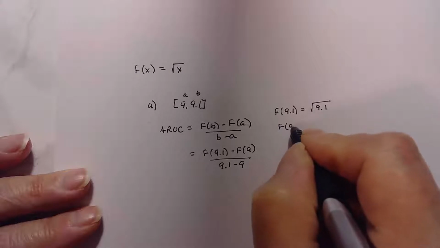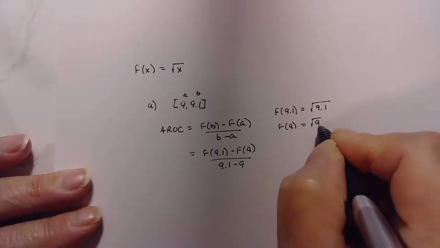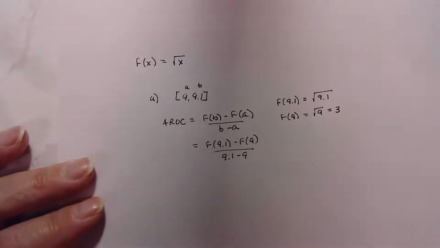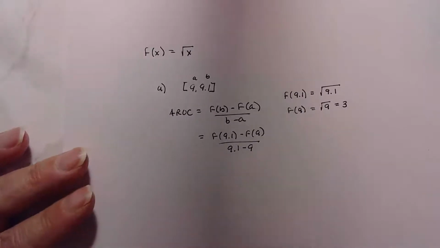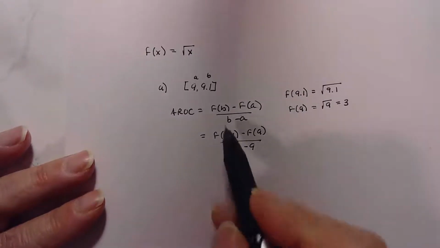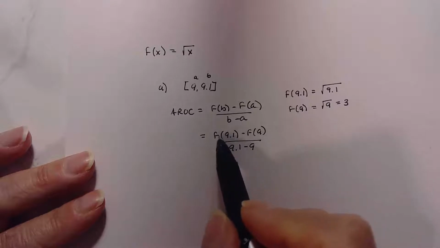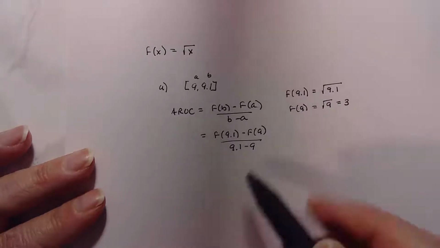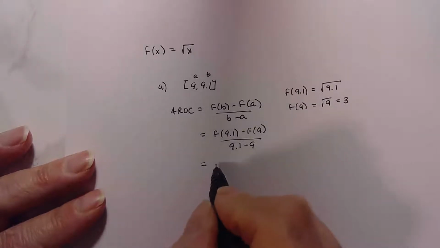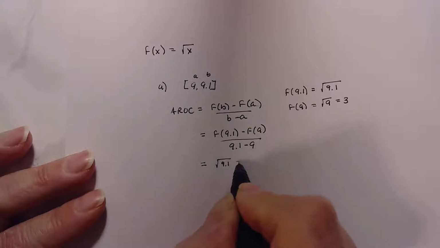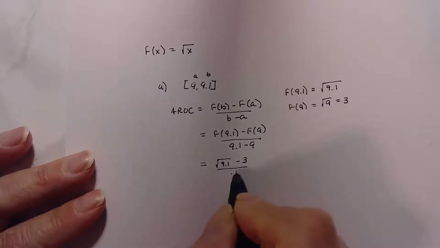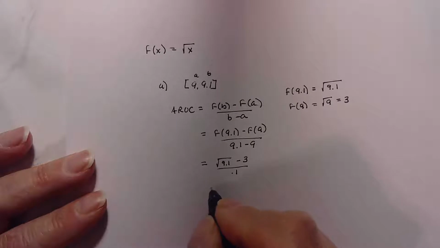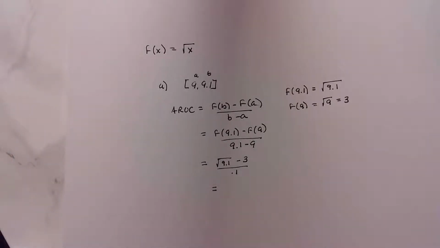And f of 9 means what is the square root of 9? And we know that one, it's 3. So if I take the output values and substitute them in here, then what we're going to have is root 9.1 minus 3 over 0.1. And then you would use your calculator. And of course, I forgot mine in my bag, so hang on one second.